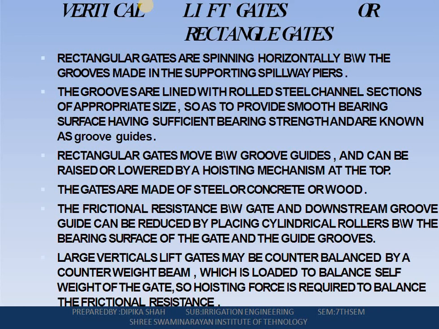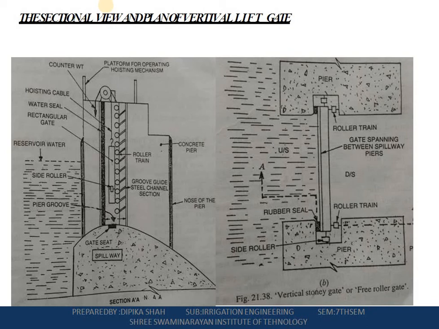So basically a vertical gate consists of a framework of a skin plate at the upstream face along with beams and girders suitably placed. Vertical gates are rectangular in shape and move vertically in their own plane. So you can see in this figure, this is the section of this plane. This is a vertical stoney gate or a fixed roller gate, we can say, right? So this is the hoisting cable. This is connected by this wheel. This is a water seal and rectangular gate.